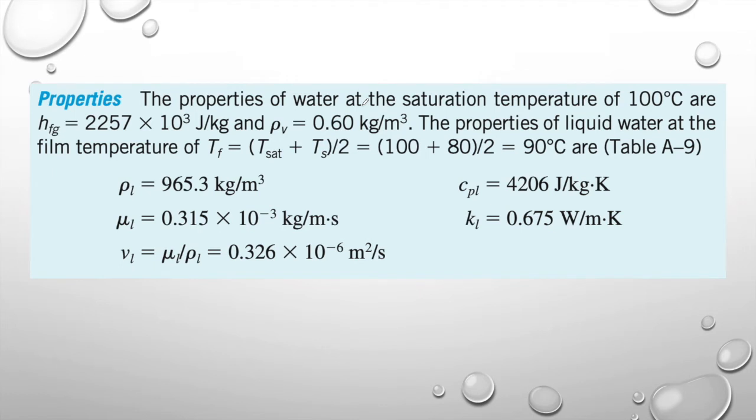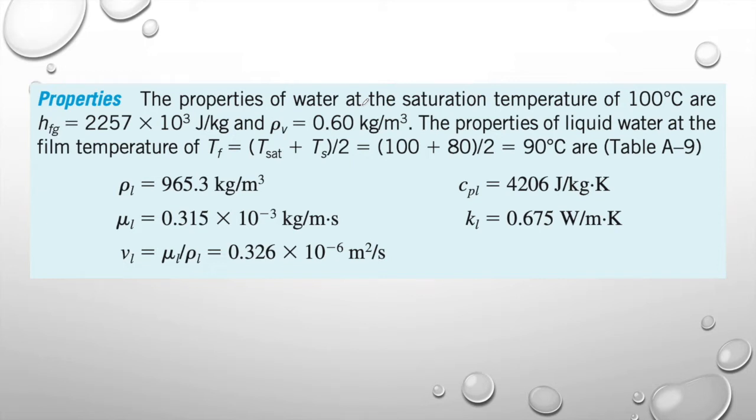Now we have to take a look at the properties. These properties of water will be referred to the table appendix at the back of your book. We have the appendix, and to refer to the appendix, you have to refer to the properties of water at saturation temperature of 100 degrees Celsius for the h_fg. Previously I've already told you that we have to determine the h_fg and rho_v, vapor at saturation temperature, from the previous video. The properties of liquid water will be evaluated at film temperature.